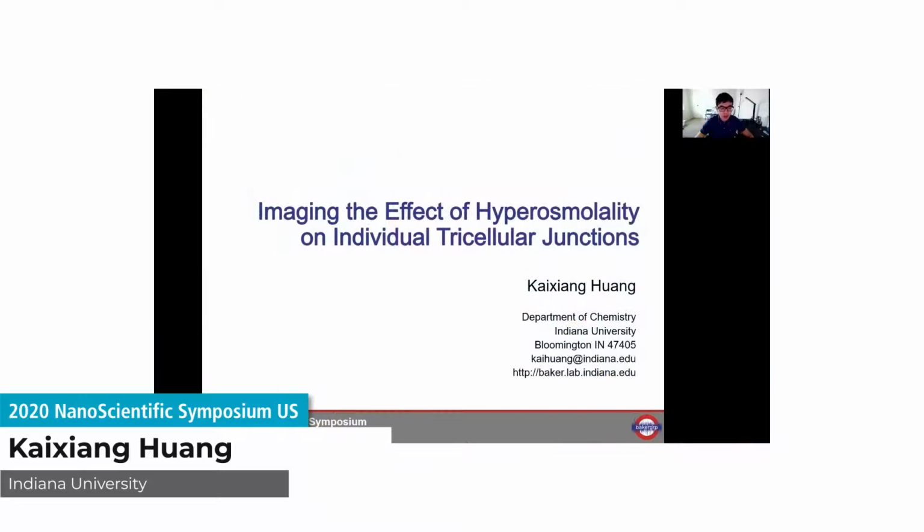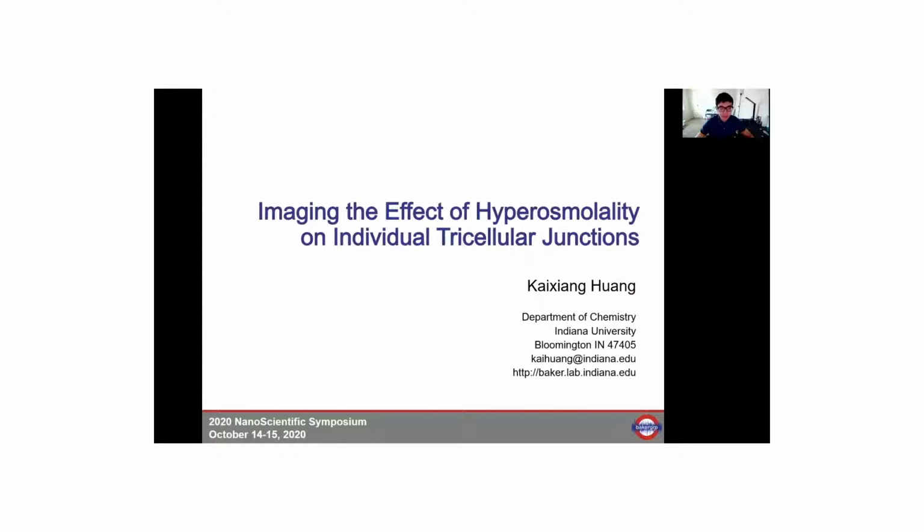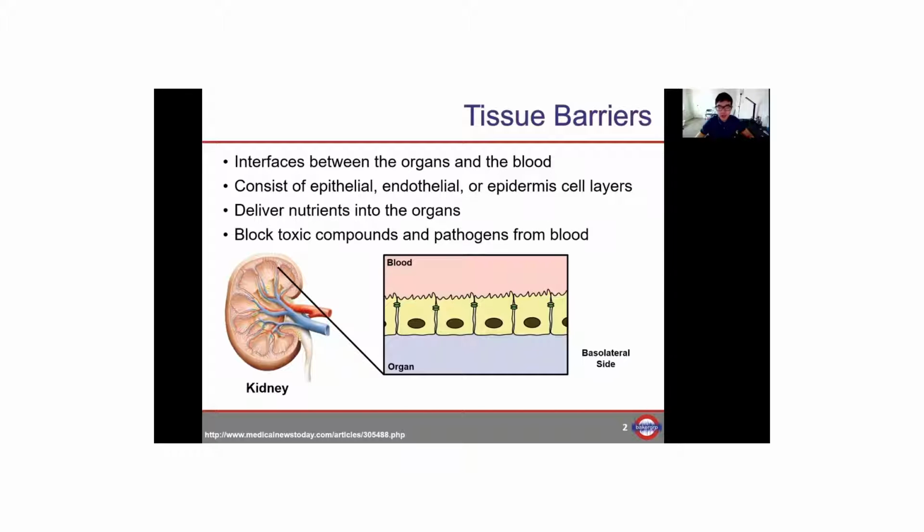Today, I would like to talk about imaging the effect of hyperosmolality on individual tricellular junctions. I would first like to talk about tissue barriers. They are the interfaces between the organs and the blood. Some important examples are the blood-brain barrier and the blood-kidney barrier.